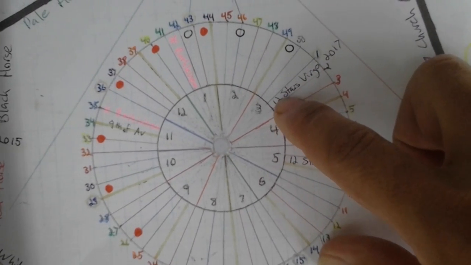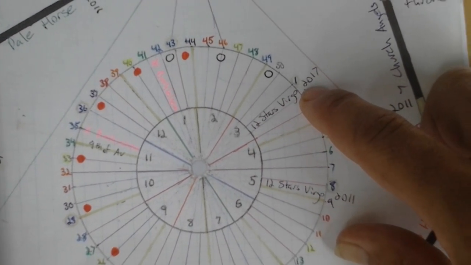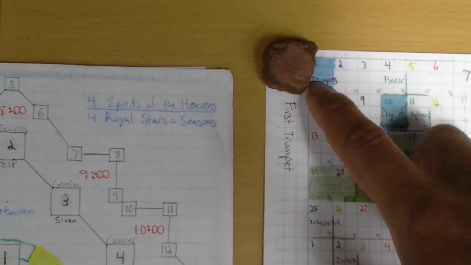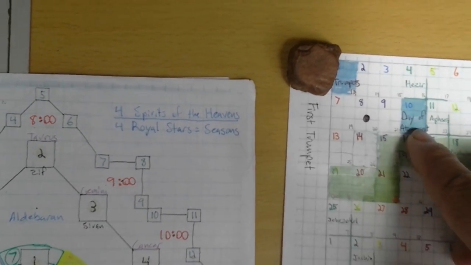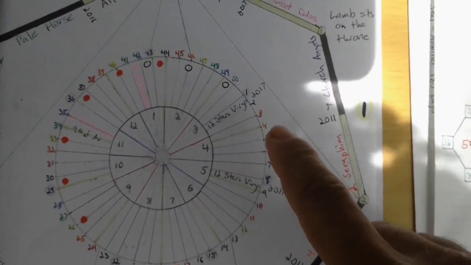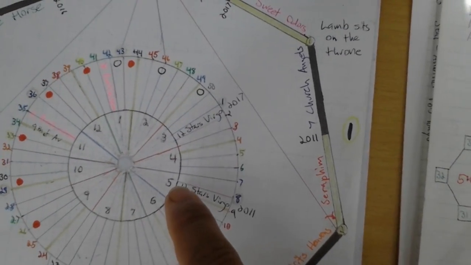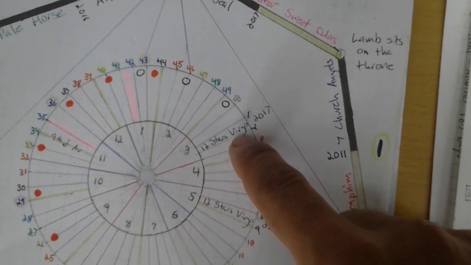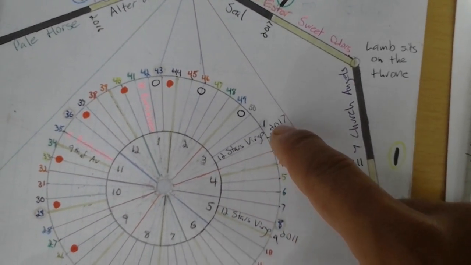It's also going to happen in 2017. This is September 22nd. Again, September 22nd is the Day of Atonement. It is not Trumpets. The Hebrew calendar is going to tell you it's Trumpets. It's not. It's the Day of Atonement, guys. So be warned, okay? Now, this happened on September 29th, 2011. And then you have September 22nd, 2017.